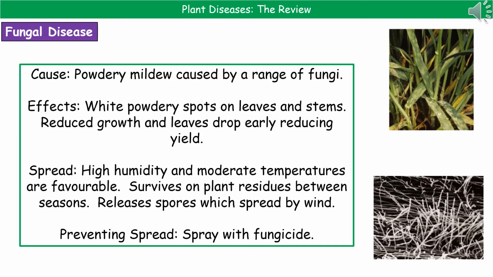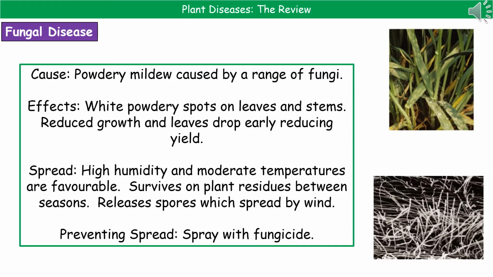Finally, we have our fungal disease, which is powdery mildew. When we have a plant with powdery mildew, we end up with these white powdery spots on the leaves and the stem, hence the name. What we'll also see is a reduced growth of our plant and the possibility that leaves drop early, which again leads to a reduced yield.